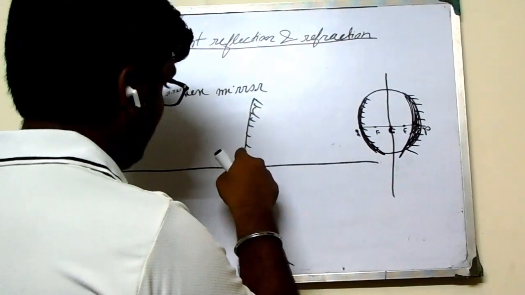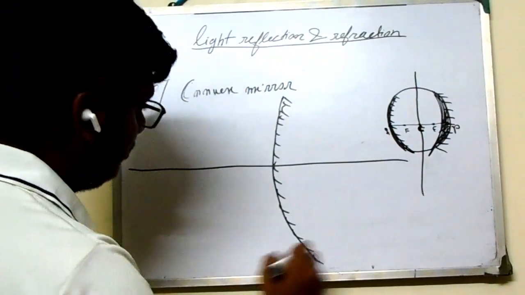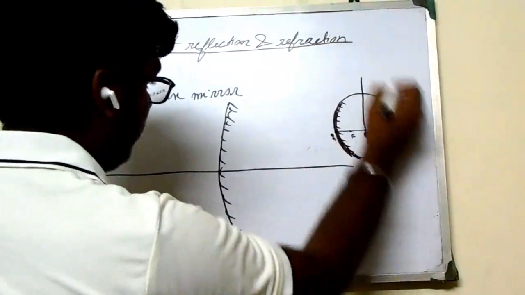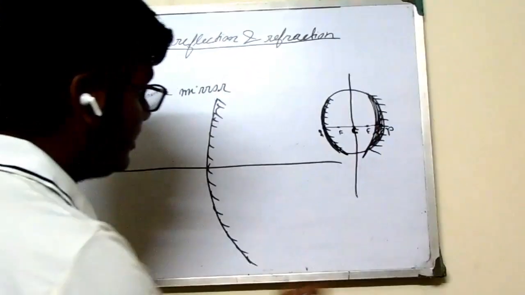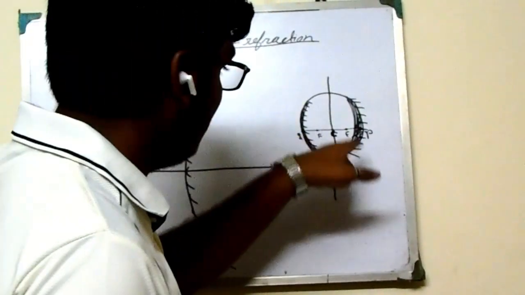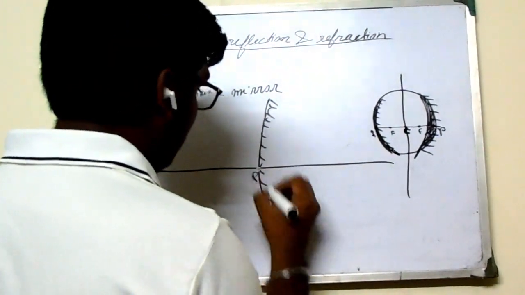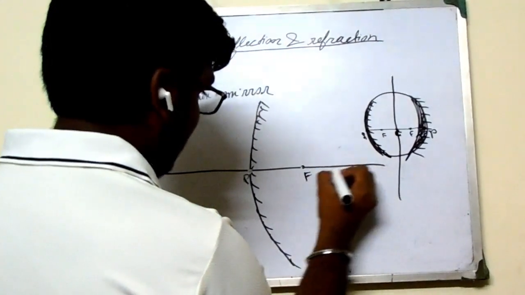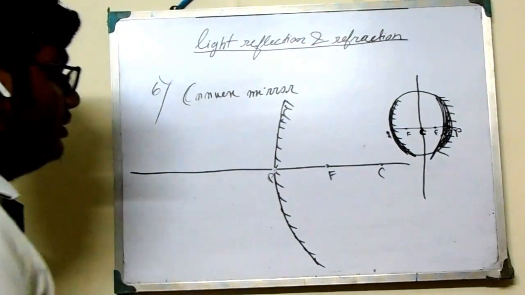So we can't draw the circle like this one. We have to draw this one. If we want to draw the complete sphere, we have to continue like this. So we have to keep this P, F and C inside the mirror. So this is P, F, C. We have to remember this one.